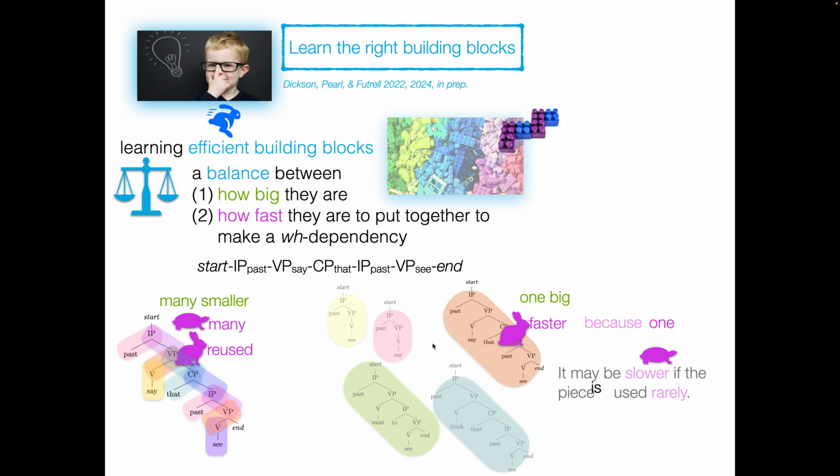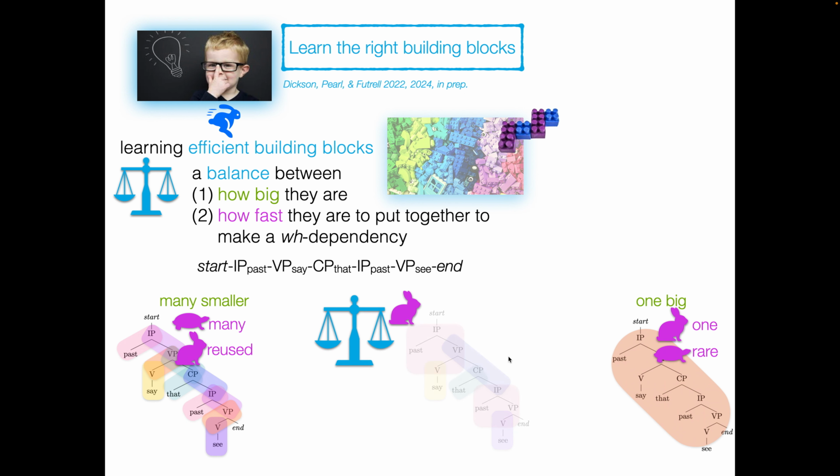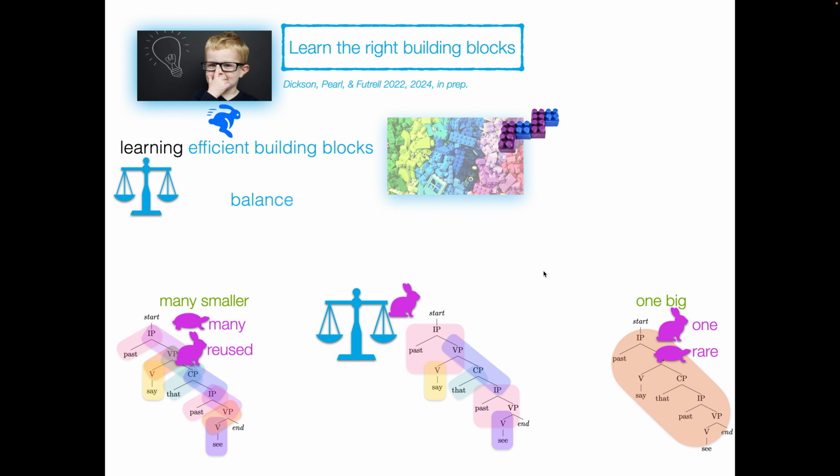So it seems like the most efficient option is probably a balance of both bigger and smaller blocks that collectively are faster to access and put together. And so maybe this is just one example. You've got some bigger ones, you've got some smaller ones. There are many possibilities, many possible building blocks, and you're just trying to find the most efficient ones that make it faster on average to put together your WH dependency.